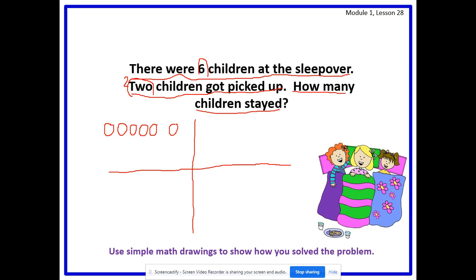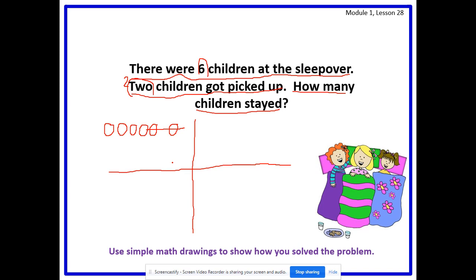So that goes back to our second key point, which is you cross off the part given. And what part are they giving? Are they letting us know? 2, right? So in order to show that 2 children got picked up, we're going to go ahead and make a line through 2 of our math drawings to show that those 2 children got picked up. When they were leaving, I drew a line in front of them to show that they were leaving. So you cross off 2 with a line.